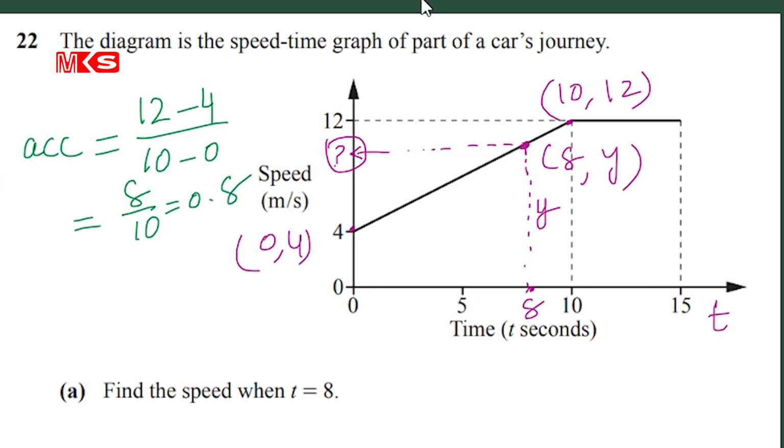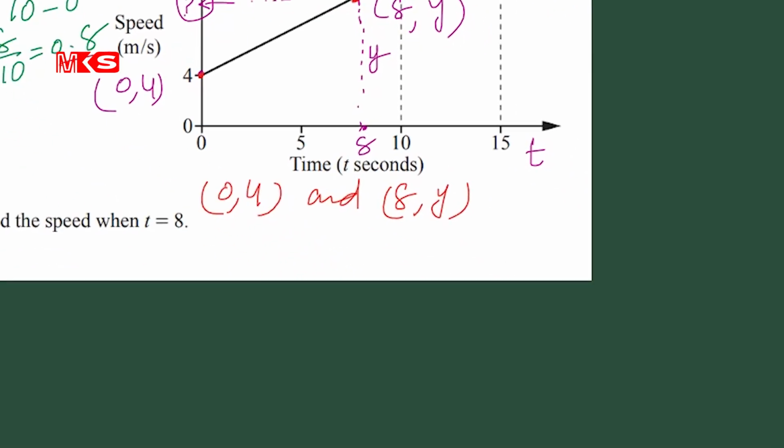So if I use any other 2 points on this line, say if I use (0, 4) and (8, y), since the acceleration is constant, this is a straight line, the gradient should be 0.8. The same gradient should be there, because whenever we have to find the gradient of a straight line, we can take any 2 points from the line, the gradient should be the same. So in this case, the gradient will be y minus 4 over 8 minus 0. So that is y minus 4 over 8.